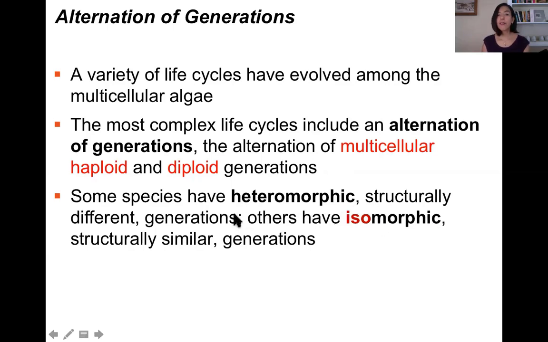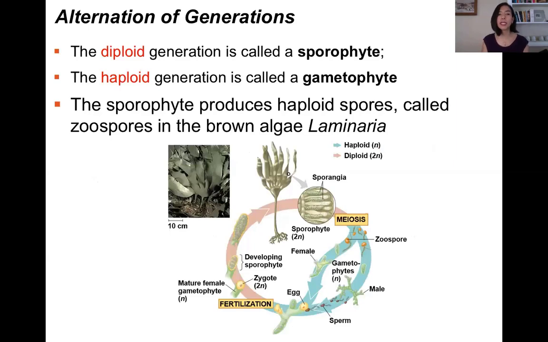Some species can be heteromorphic and others isomorphic. So when we have one generation that is multicellular haploid, and then the next generation is diploid and also multicellular, but they look exactly the same, that's called isomorphic. Whereas if they look different, they are called heteromorphic. It's very simple. Let's look at one example. So this is the alternation of generations in Laminaria.